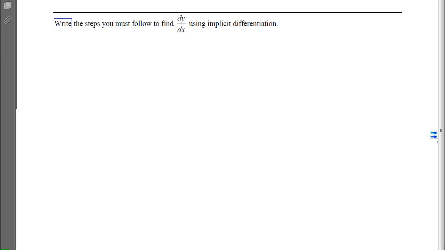You should now be able to do your web exam problems and write the steps that you must follow in order to find dy dx using implicit differentiation.